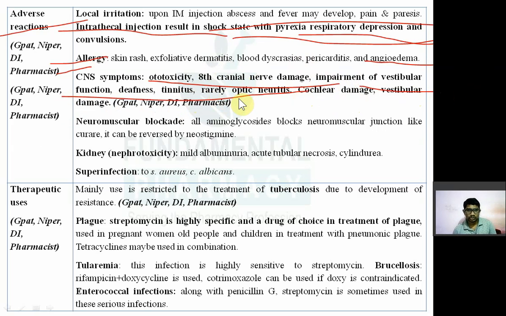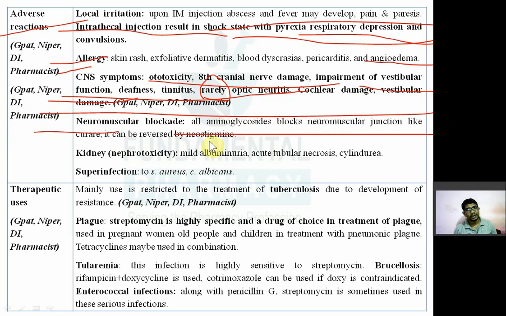It will cause toxicity to neurons; it can cause peripheral neuropathy and optic neuropathy too, but they are rare. Most commonly, peripheral neuropathy is because of isoniazid. Isoniazid, an anti-tubercular drug, causes peripheral neuropathy. So aminoglycosides damage the 8th cranial nerve and cause deafness, cochlear damage, vestibular damage. Okay, so these are the symptoms. This is important. Now neuromuscular blockade: they also cause neuromuscular block like curare alkaloids. All aminoglycosides block the neuromuscular junction like curare alkaloids.